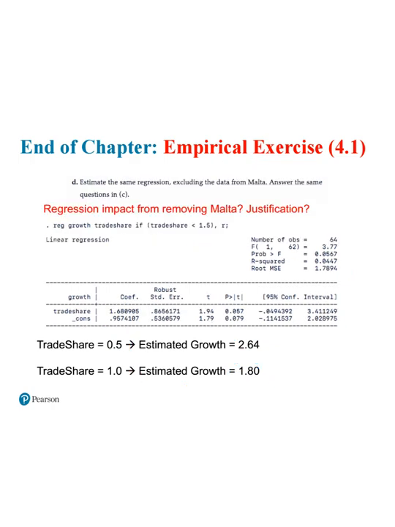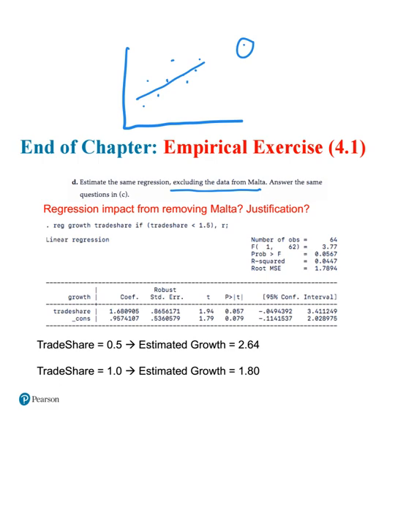Now in part D, it says estimate the same exact regression, but excluding the data from Malta. So recall we had a lot of data, a lot of points over here, and we had one point over here. And this is saying actually exclude Malta from our analysis.